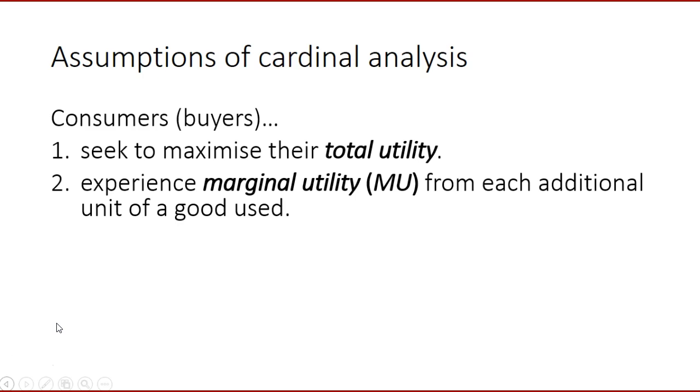Marginal means additional or extra. So we're talking about the extra or additional happiness or satisfaction that a consumer receives from an additional unit of a good, or an additional increment of some good or other. So the first slice of pizza gives you some amount of happiness. That's the marginal utility of that first slice. The second slice of pizza gives you some amount of happiness or satisfaction as well. That's the marginal utility of the second unit, and so on.